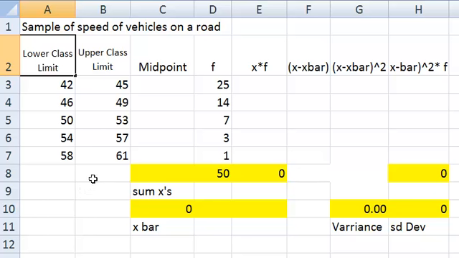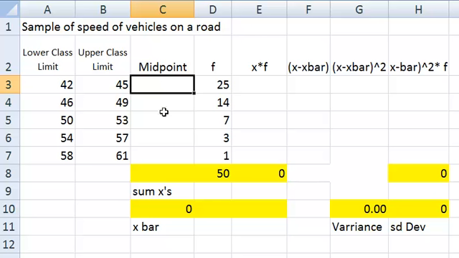We've checked these out and we've gotten 25 people traveling between 42 and 45 miles an hour, 14 between 46 and 49, and so on. Since we don't know the exact speed of each vehicle, we just know that we have grouped them. What we need is a number to represent that class, and we pick that number as the midpoint. Sometimes you'll see it picked as the upper class limit, other times as the midpoint, but in general midpoint is a good choice.